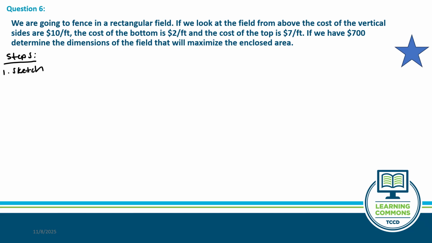Sketch. Draw a picture every single time. 2. Determine your constraint equation and your maximization equation. So constraint is like, hey, we have $750 and this is how much each piece is per foot or whatever you want to call it. So that's my constraint, what stops me. I'm trying to maximize the area for this cost, okay?